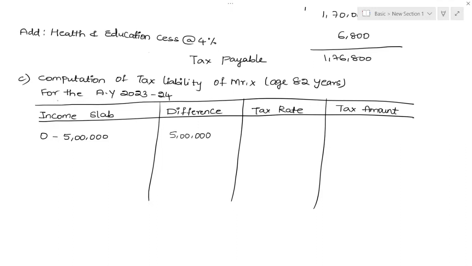Difference 5 lakhs. Tax rate nil. Tax amount nil.